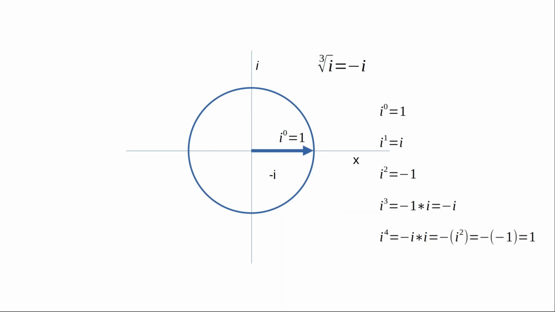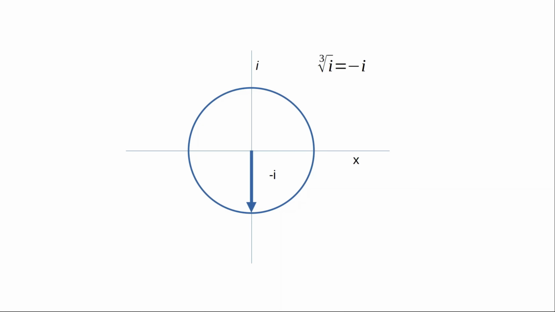In other words, I to the 0 is 1, that would be 0 degrees. I to the first is I, that would be 90 degrees. I to the second is -1, which would be 180 degrees. I to the third is -I, which would be 270 degrees. And then I to the fourth actually wraps back to 0 degrees.